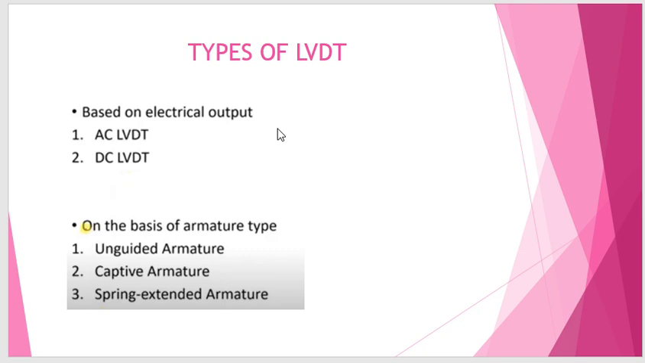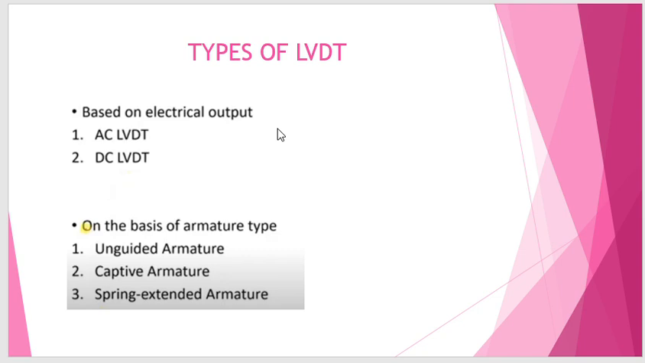We also touch on AC LVDT and DC LVDT, plus we can classify the LVDT based on how the armature moves. So let's break down the types of armature. We'll look at the unguided armature, captive armature and spring extended armature in LVDT.